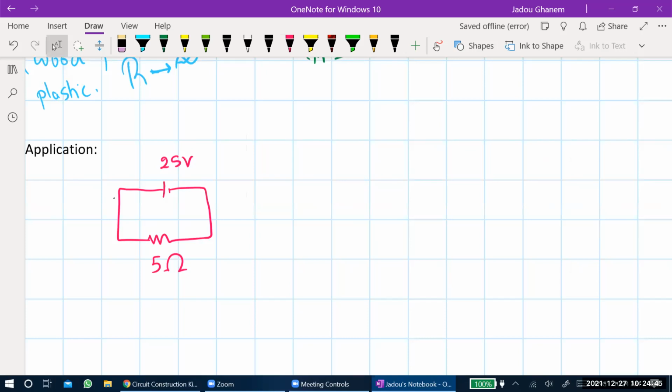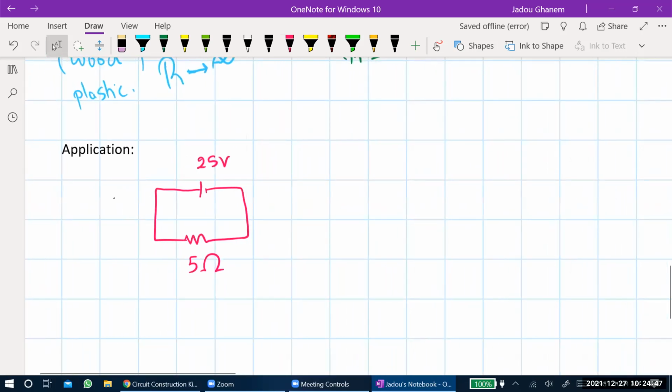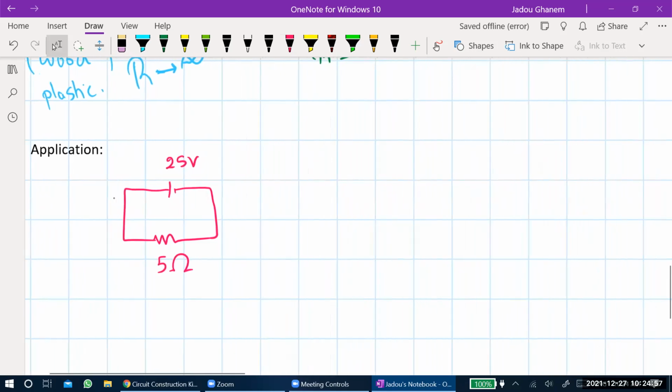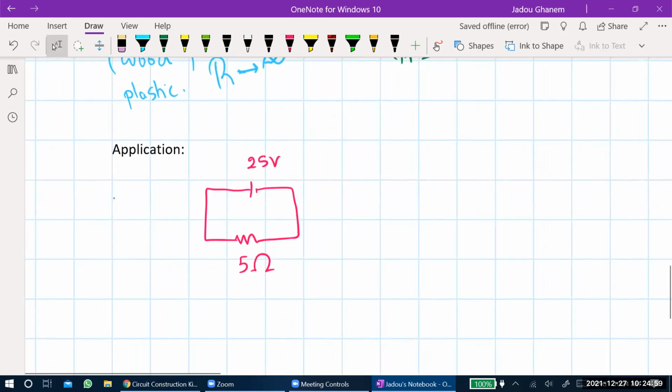Can you tell me what's the direction of the current in this case? Is it going to be anti-clockwise or clockwise? To the left or to the right? It's going to be to the left, because the plus sign is on the left. Yes.